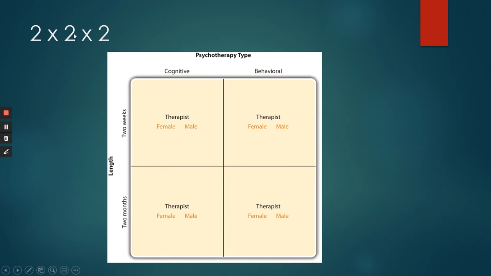They can go in any order because we have all levels everywhere, but let's say gender identity of the therapist, type of psychotherapy, and the length of therapy. Three variables, and each has two levels: female, male; cognitive, behavioral; and 2 weeks versus 2 months. So that's what they're talking about in terms of these designs.